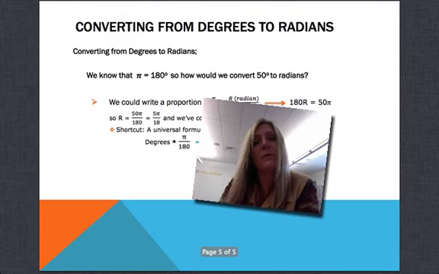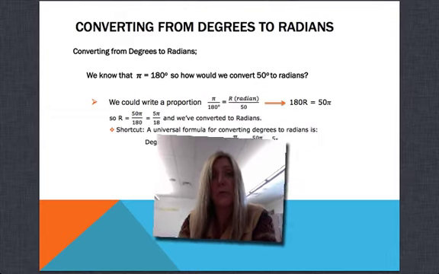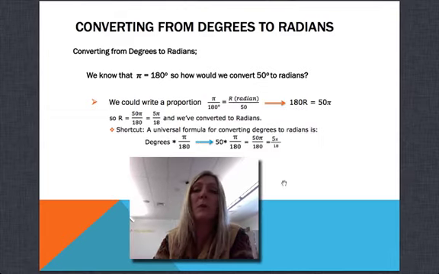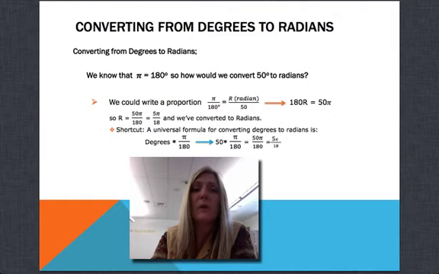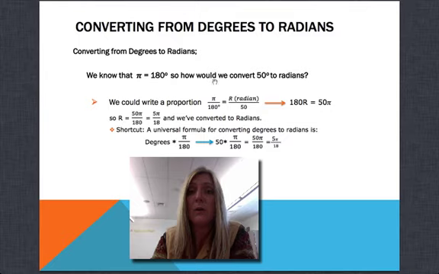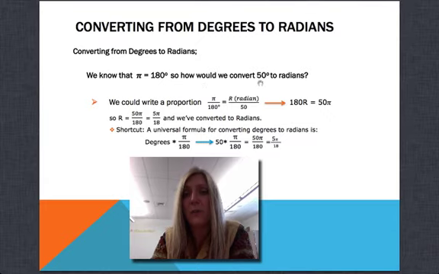Converting from degrees to radians, because we've always worked with degrees in our circles, and now we're going to work with radians. We know that pi is 180 degrees, that's half a circle, and a whole circle is 360 degrees. So what if you were asked, how could we convert 50 degrees to radians? Well, you don't know how to do that. You couldn't look at a circle and figure that out right now.